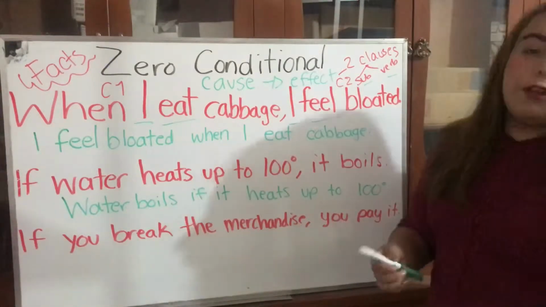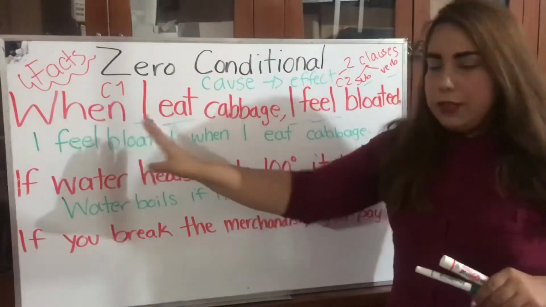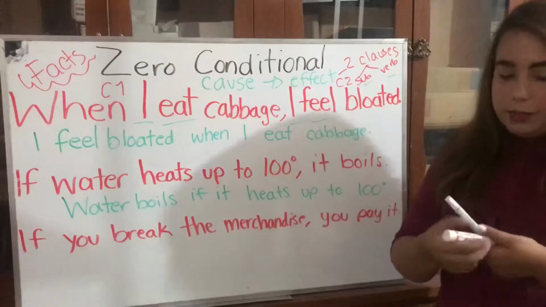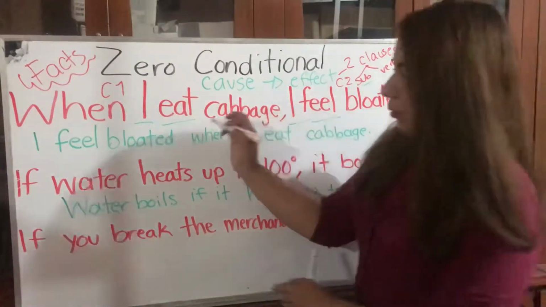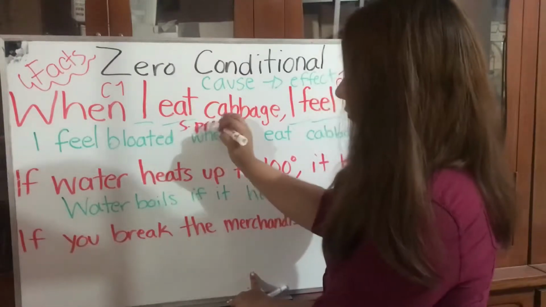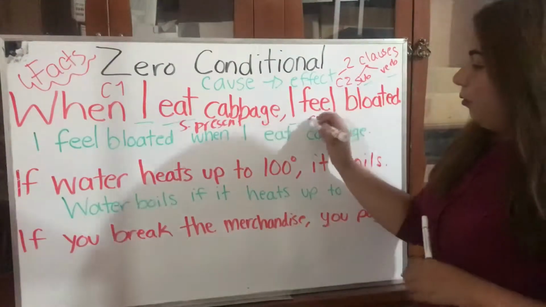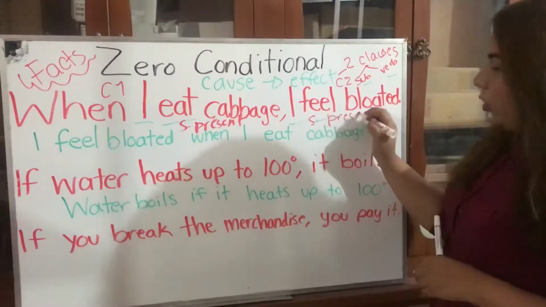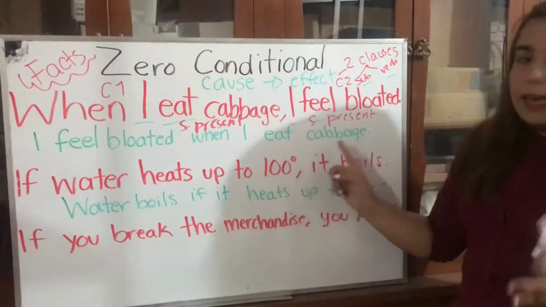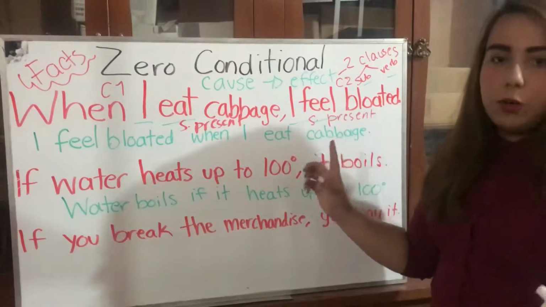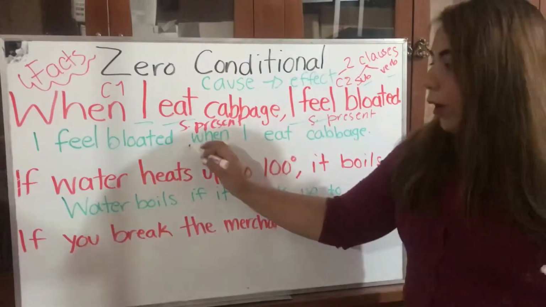But something very important in zero conditional: this is in simple present and this is in simple present. So when I eat cabbage, this is simple present. I feel bloated, simple present also, okay? And here, I feel bloated when I eat cabbage. This is the same, but notice that we have no comma. We're separating both clauses with when, okay?